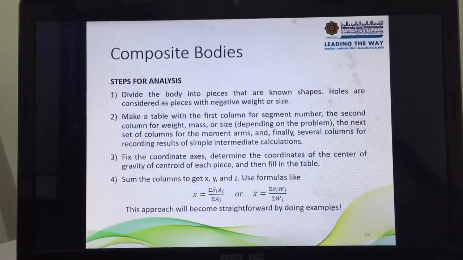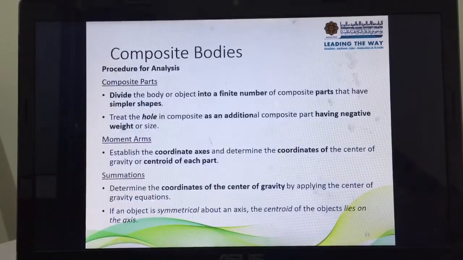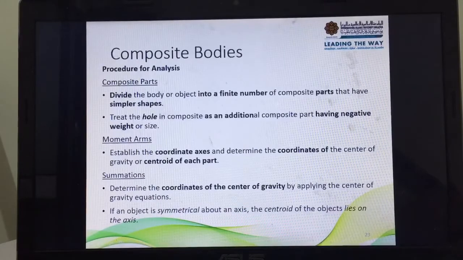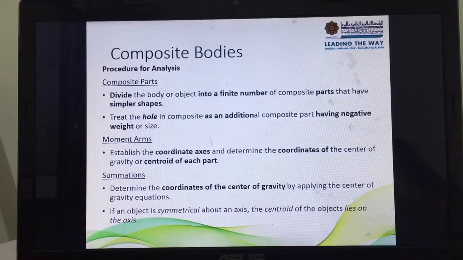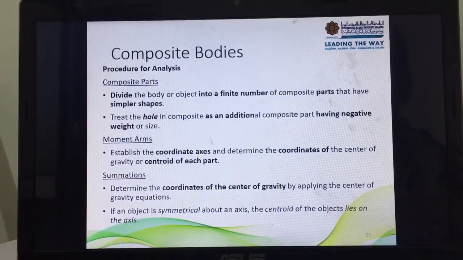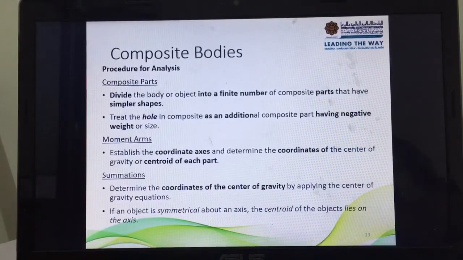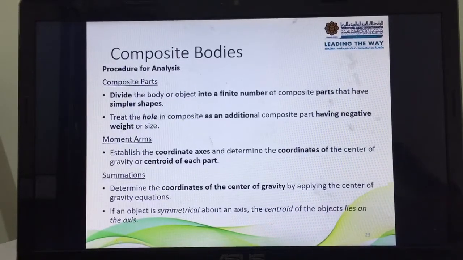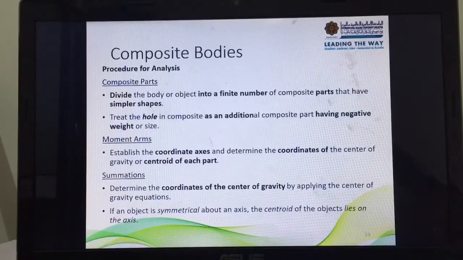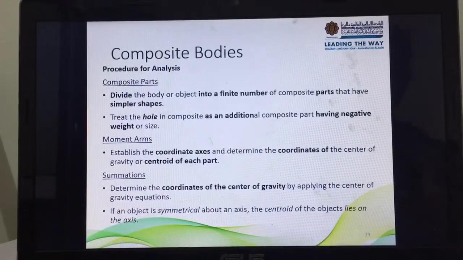So the procedure for analysis will be easier when we do the example. Okay, divide into a finite number of composite parts that are simpler shapes. Okay, and bear in mind the hole you have to consider as an additional composite with negative weight. I mean, we'll subtract the hole. If you have the hole, you will subtract it in the equation later. Okay, and you have to establish the coordinate system, and then you do this summation, and then we'll see the centroid of these objects.